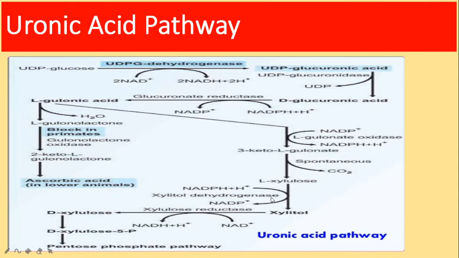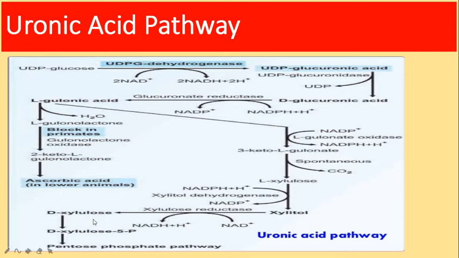This L-xylulose is reduced into xylitol in the presence of the enzyme xylitol dehydrogenase. So if this enzyme xylitol dehydrogenase is defective, it will lead to a condition called essential pentosuria. So inherited deficiency of this enzyme xylitol dehydrogenase leads to essential pentosuria.